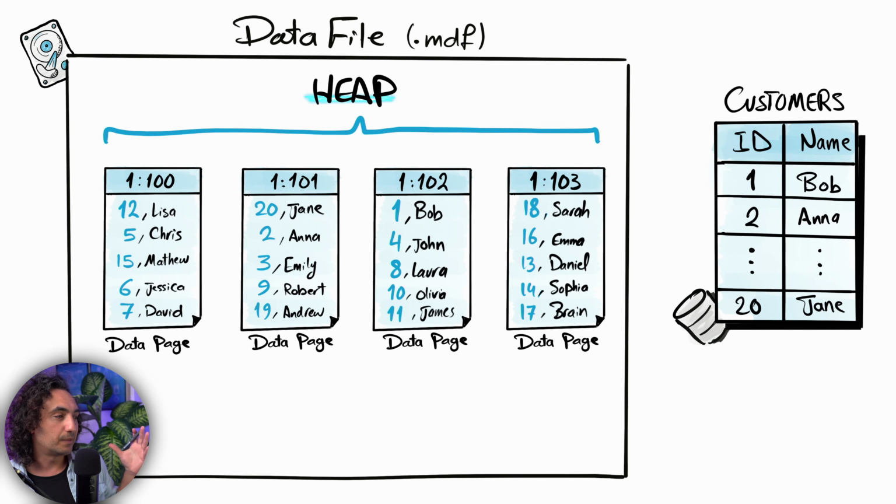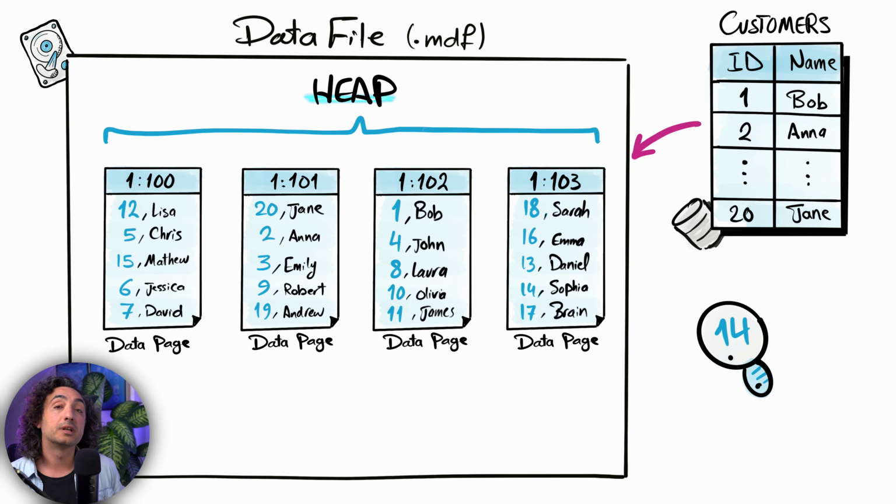So now let's see how SQL is going to handle it if you read something from this table. Let's say that you are searching for the customer with the ID 14. So now SQL has totally no idea where to find this customer, so SQL is going to start fetching each data page and start scanning each row. It's going to start with the first data page and start scanning.